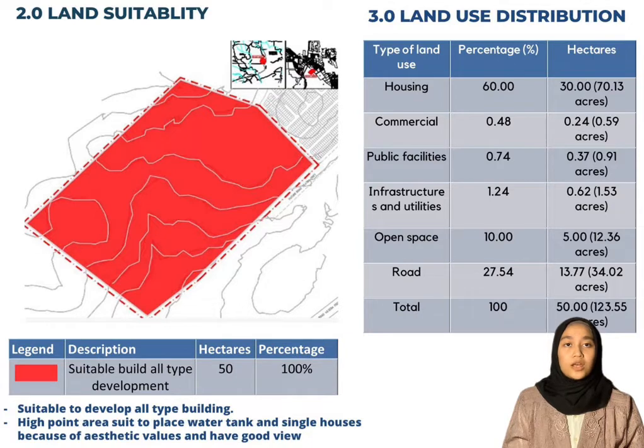So we will develop about 16% of housing, 0.48% of commercial, 0.74% of public facilities, 1.24% of infrastructure and utilities, 10% of open space, and 27.54% of road circulation on a 50 hectares area.